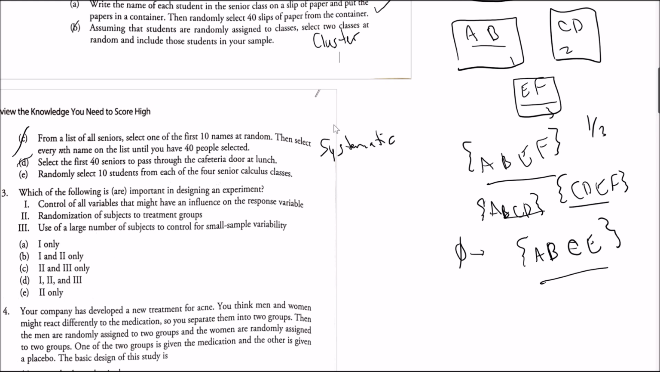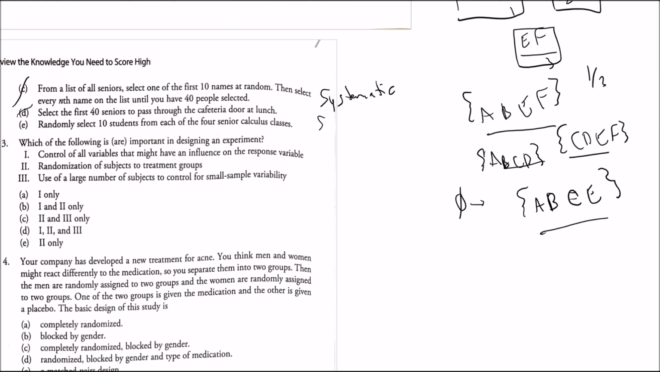Now in this right here, E is a stratified sample. So you're looking at 4 classes, right? 4 senior classes. And then you're randomly selecting 10 students from each, right? So this is stratified, so it's not simple random sampling.